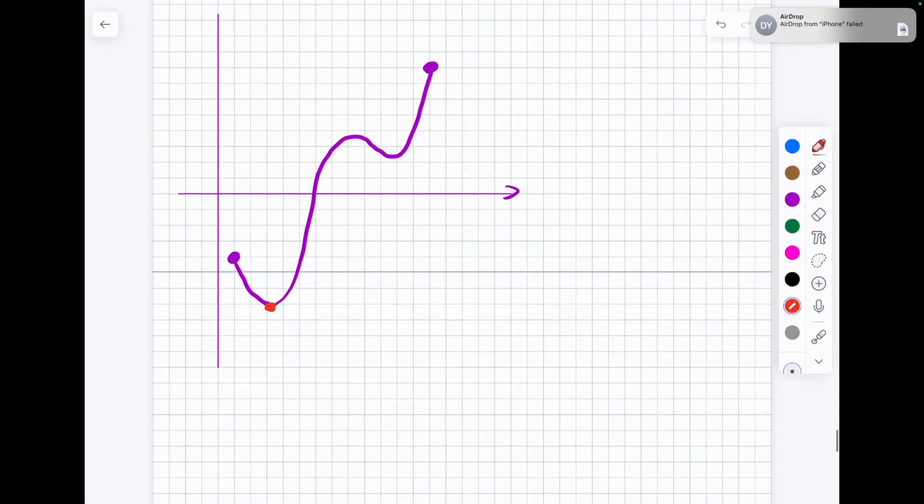So why do we call it relative? For example, this point is a relative minimum. And this point is a relative maximum. And this point is a relative minimum.